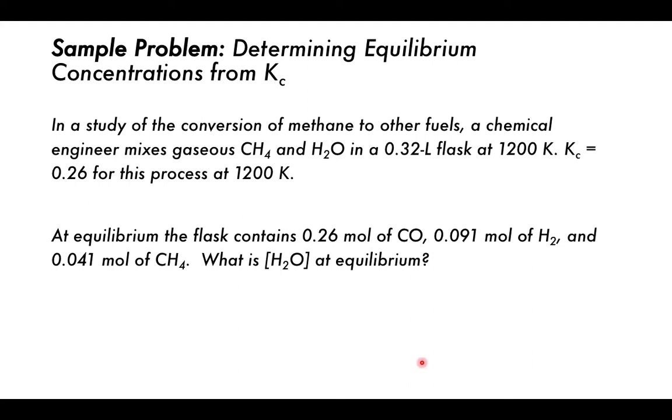In a study of the conversion of methane to other fuels, a chemical engineer mixes gaseous methane and water in a 0.32 liter flask at 1200 degrees Kelvin, where Kc is equal to 0.26 for this process at 1200 degrees Kelvin. At equilibrium, the flask contains 0.26 moles of carbon monoxide, 0.091 moles of hydrogen, and 0.041 moles of methane. And we're asked, what is the concentration of water at equilibrium? So this is going to be methane plus water gives us carbon monoxide plus 3 hydrogen molecules.